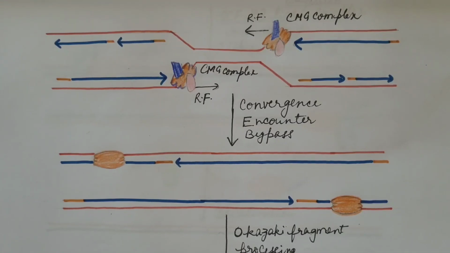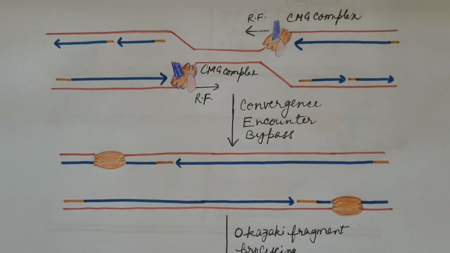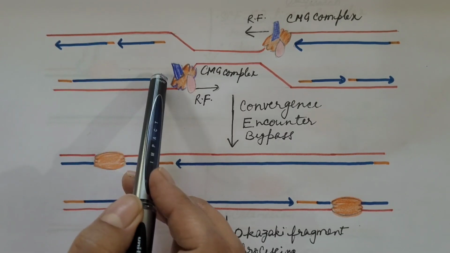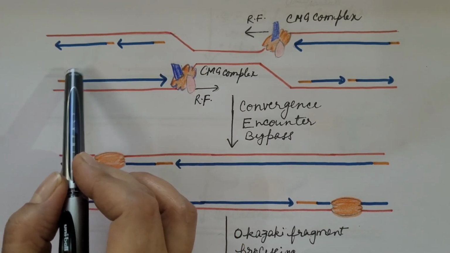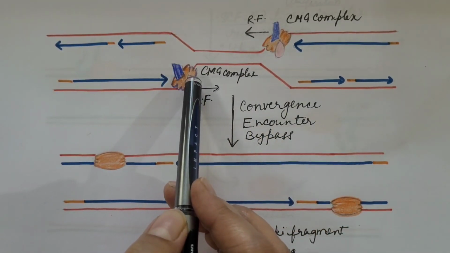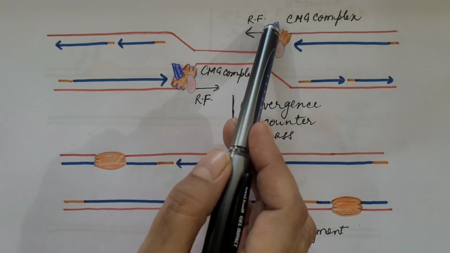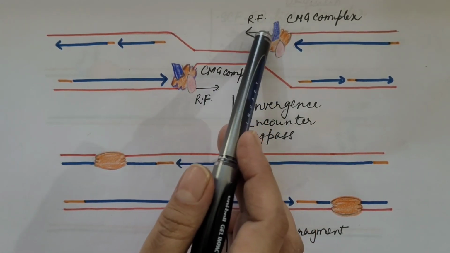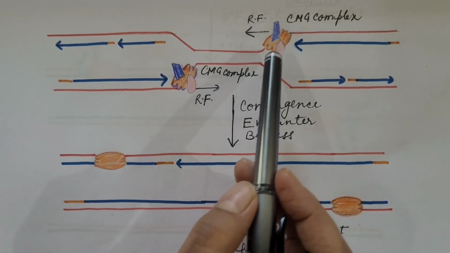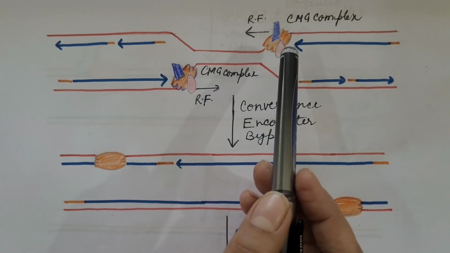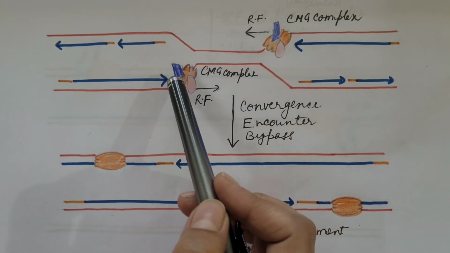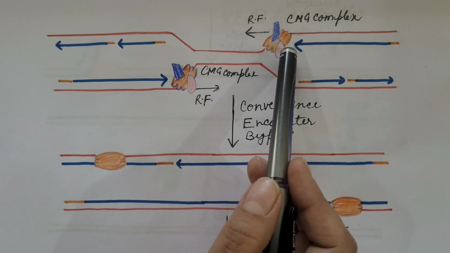Now, let us understand this with the help of the following diagram. Strands in red color are parental strands and those in blue color are the newly synthesized strands. Stretches shown in orange color are RNA primers. This is the CMG complex. During termination, what happens? The two replication forks move towards each other. The arrow represents the direction of movement of the replication fork. That is, these converge on each other. As a result, the CMG complexes along with other proteins converge or move towards each other.